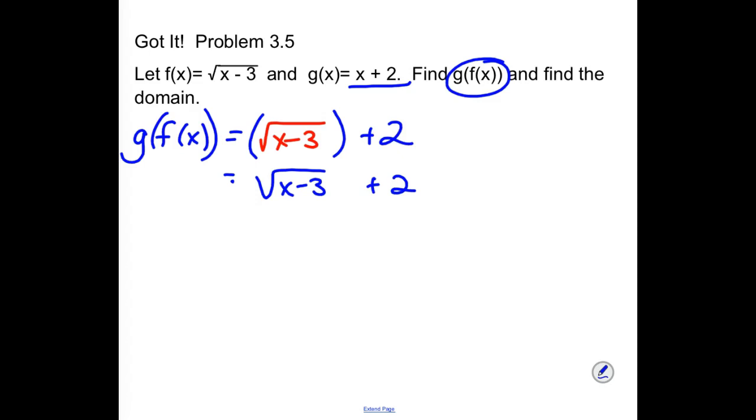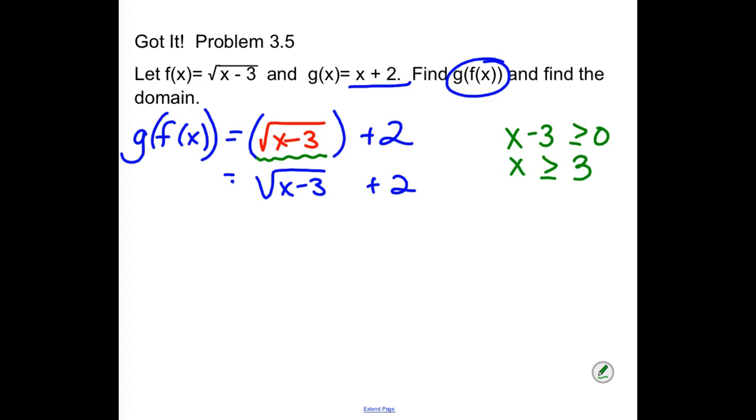Okay. It's asking for the domain. So I look at what I have dumped in. Are there domain restrictions on the square root of x minus 3? Yes. So let's look at what they are. X minus 3, since it's underneath the square root symbol, cannot be negative. It has to be 0 or higher, which means x is going to have to be greater than or equal to 3.